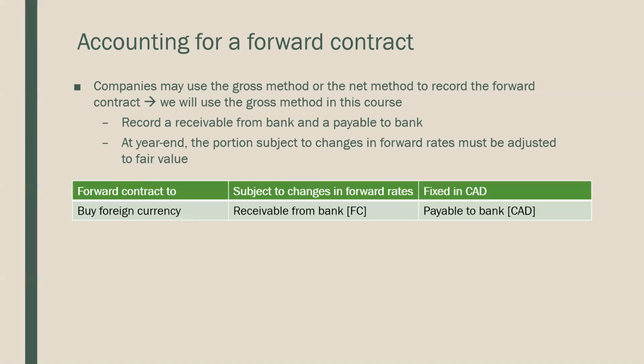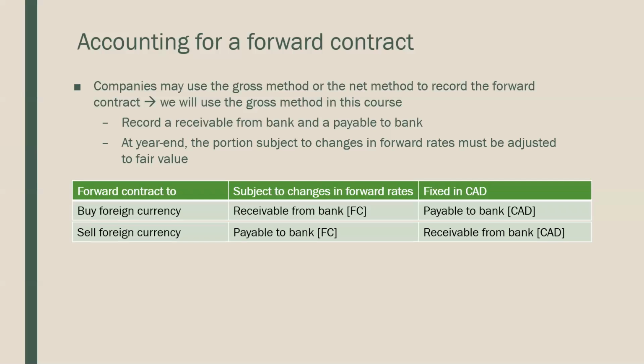value. So what are we referring to here? If it's a contract to buy foreign currency, then the receivable from the bank in foreign currency is subject to changes in forward rates. The amount that we have to pay to the bank or the financial institution in Canadian dollars remains fixed. In contrast, if we had a forward contract to sell foreign currency, the amount that is payable to the bank in foreign currency is subject to changes in forward rates. The amount that we get from the bank is fixed.